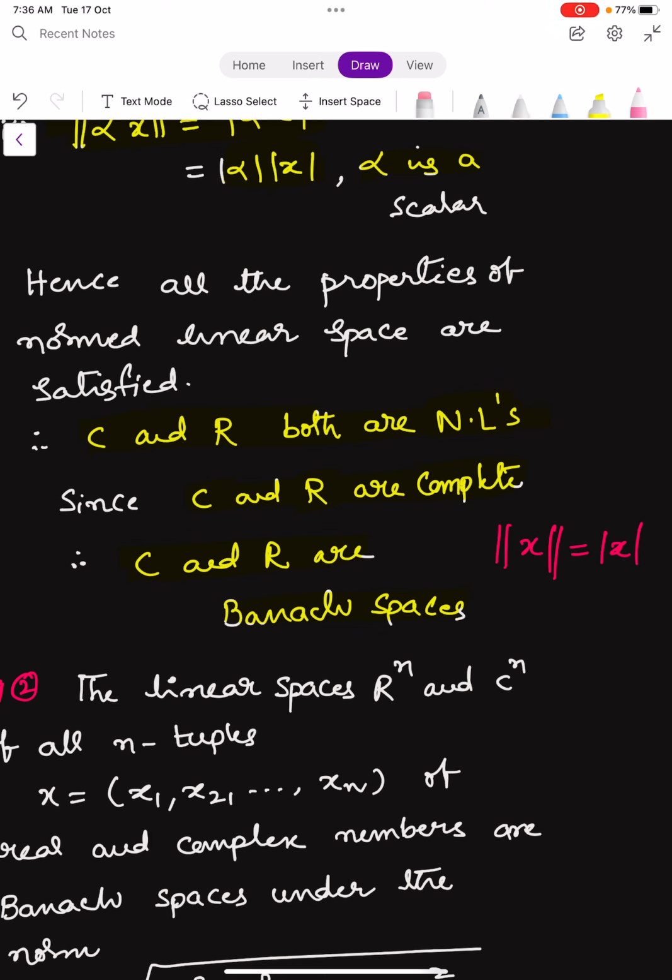If anybody wants the proof that the set of complex numbers and the set of real numbers are complete, please message under the video, then I will provide the proof for that.